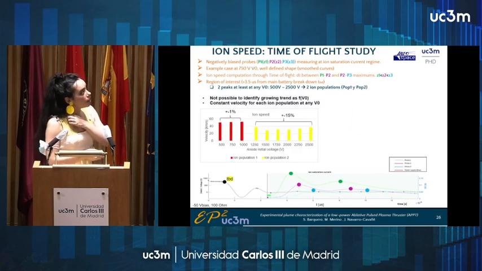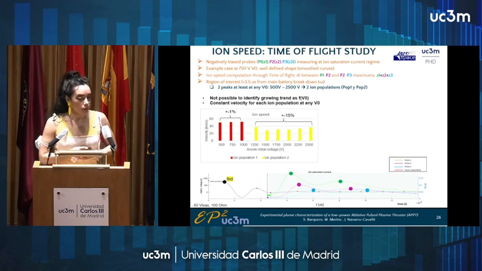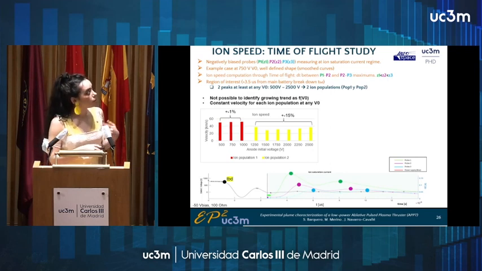So with this, we were not able to identify a growing trend, a monotonic growing trend consistent with the voltage, but rather a constant value for these two populations. This corresponds to the first one, and this for the second, and we have 50 kilometers per second for the first ion population and 30 for the second, with this dispersion.